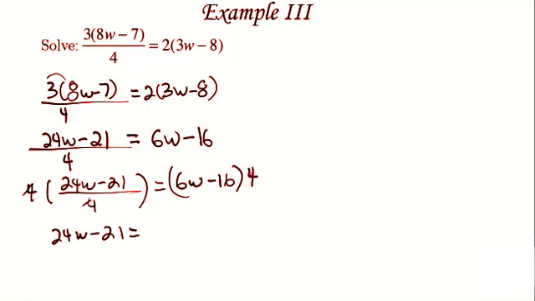Using the distributive property, I can simplify this term. So 6w times 4 is 24w, minus 16 times 4 is negative 64. The next thing is to move all the variables. Now that I've gotten rid of my parentheses, move the variables to the same side. And right now I have a 24w on the right side, but I only want variables on the left side. So subtract 24w from both sides.